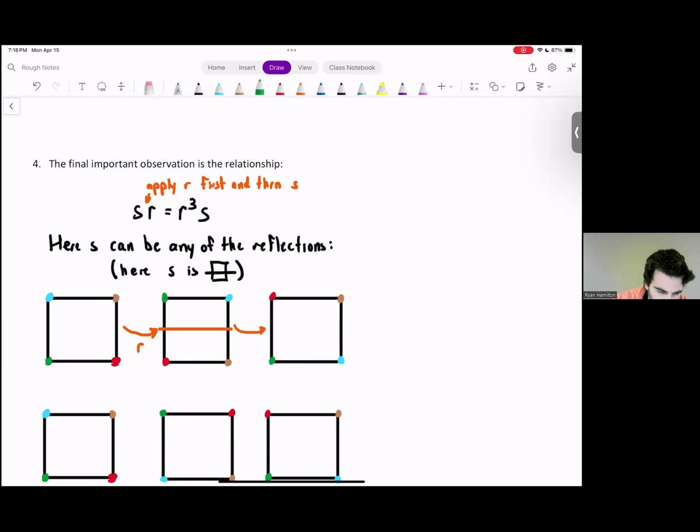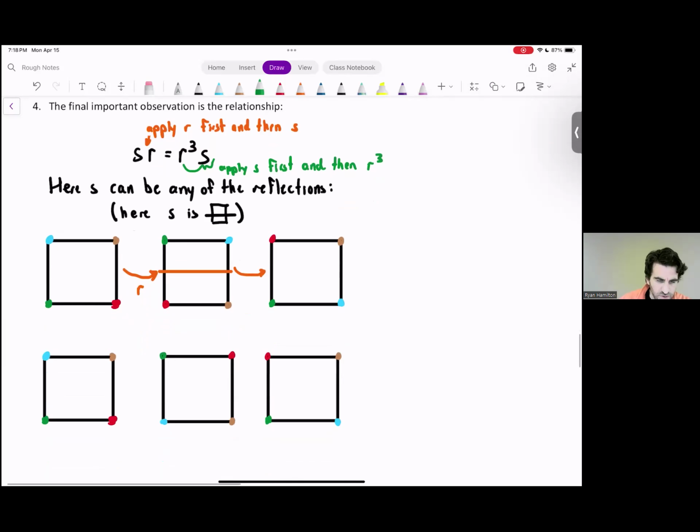On the other hand, I can go on the right-hand side here, and we can apply S first, and then R cubed. And that's what the bottom row is giving us. So first we do our reflection along the horizontal to get the second box. And then we can rotate counterclockwise by 90 degrees. So there's R cubed.